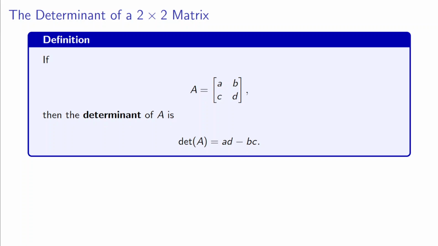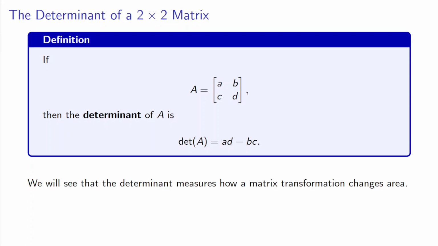We did introduce this idea in a previous section when we were talking about invertibility. To remind you, for a 2 by 2 matrix in particular, of the form ABCD, the determinant of A is given by the quantity AD minus BC. And what we're going to see in this video is that the determinant measures how a matrix transformation changes area.